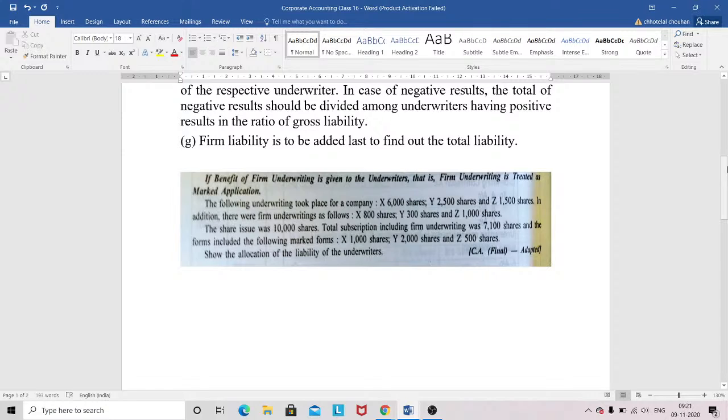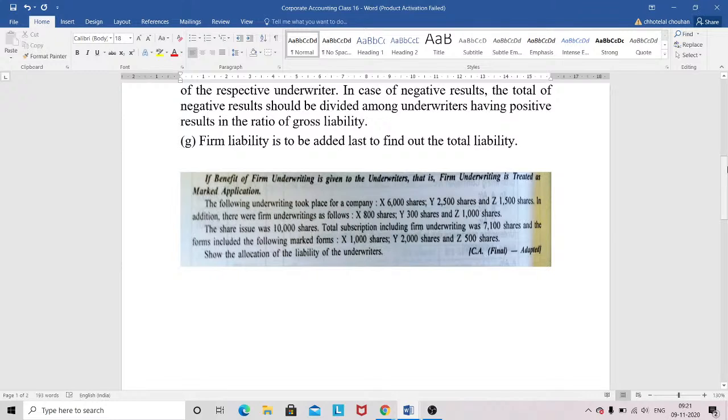How many shares are being issued in total? 10,000, I already calculated that: 6,000 plus 2,500 plus 1,500. Now total subscription including form underwriting was 7,100 shares. Look at that, total subscription including form underwriting is 7,100. That means the form underwriting is included within the total subscription received. And the forms included the following marked forms. That means among all those received, the following marked forms are also there. So X 1000, Y 2000 and Z 500.